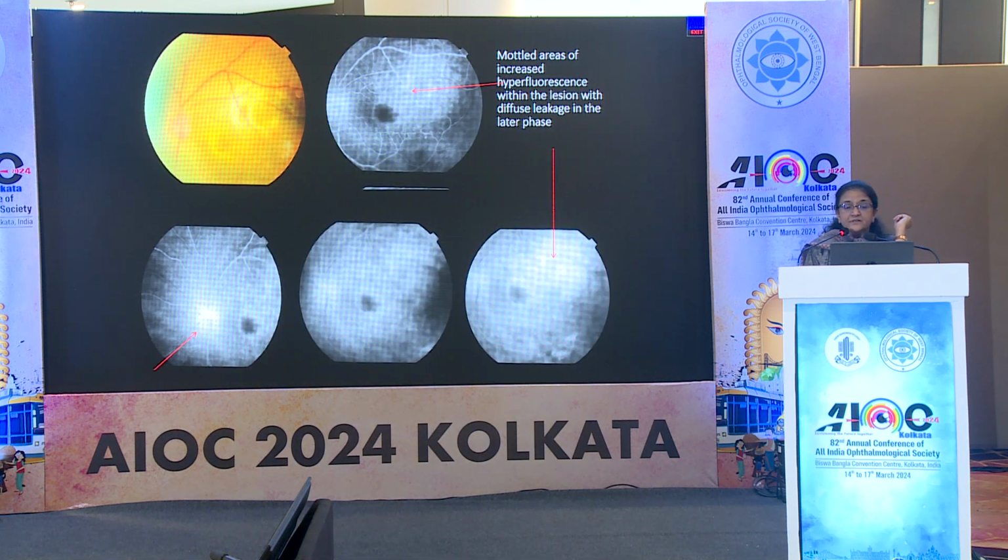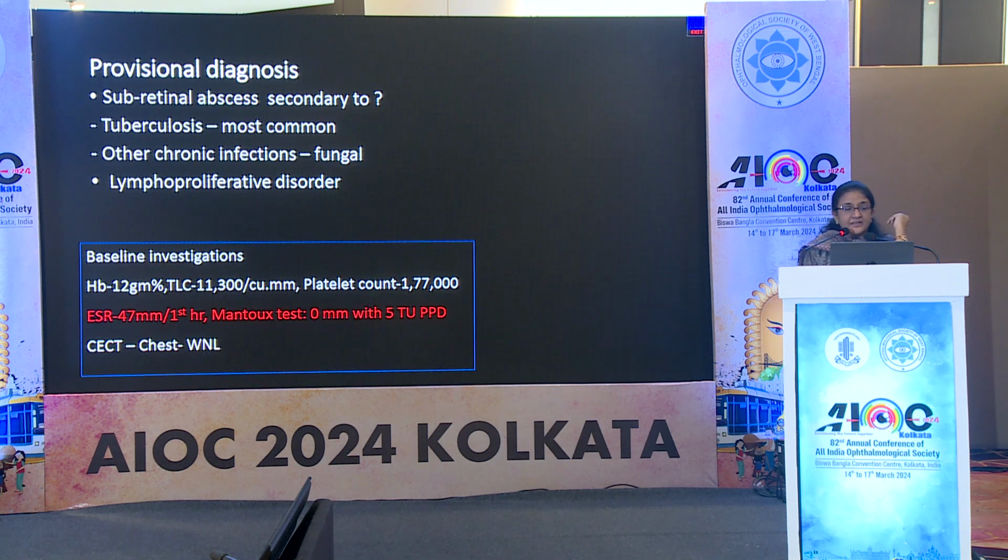So I go ahead, I do a fundus fluorescein angiography, which just shows a hot disc with stippled hyperfluorescence, suggestive of, again, nothing very conclusive, but some inflammatory pathology is all that I know. So I have to draw a kind of a differential diagnosis in my mind. So the first thing which comes in India is tuberculosis, chronic infections like fungal, and something lower in the DD list is a lymphoproliferative disorder.